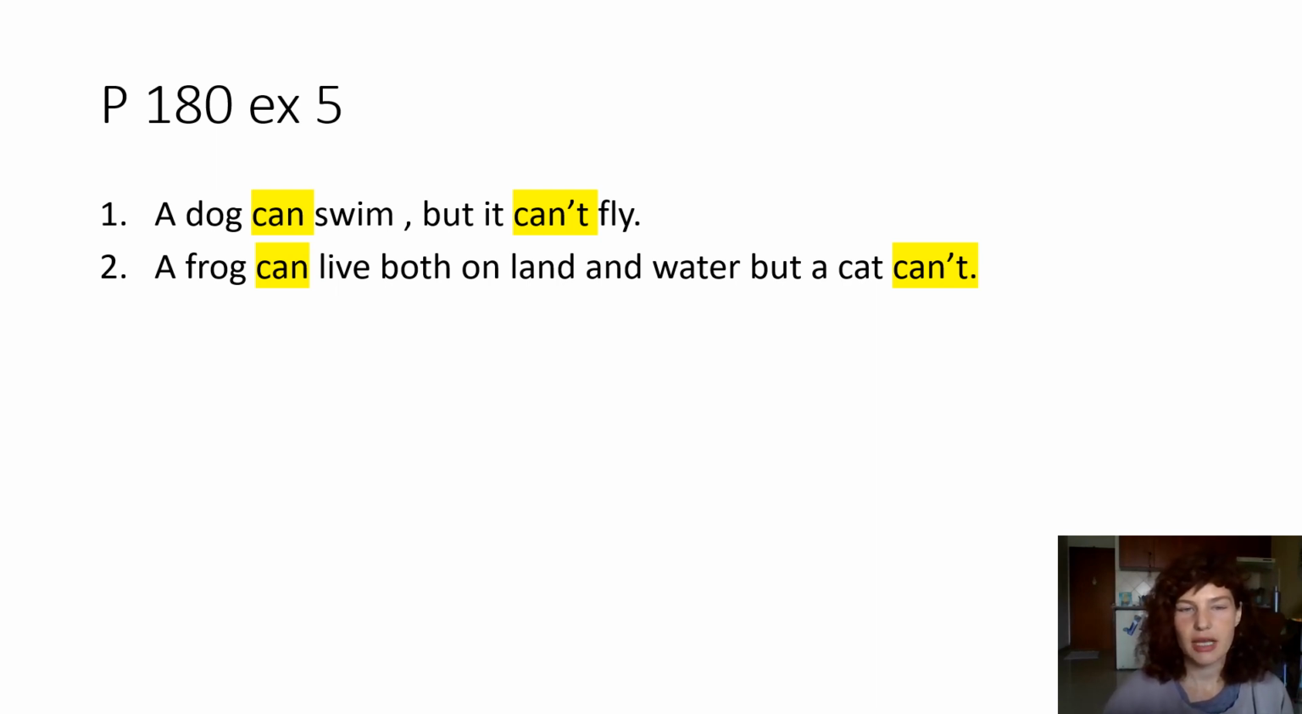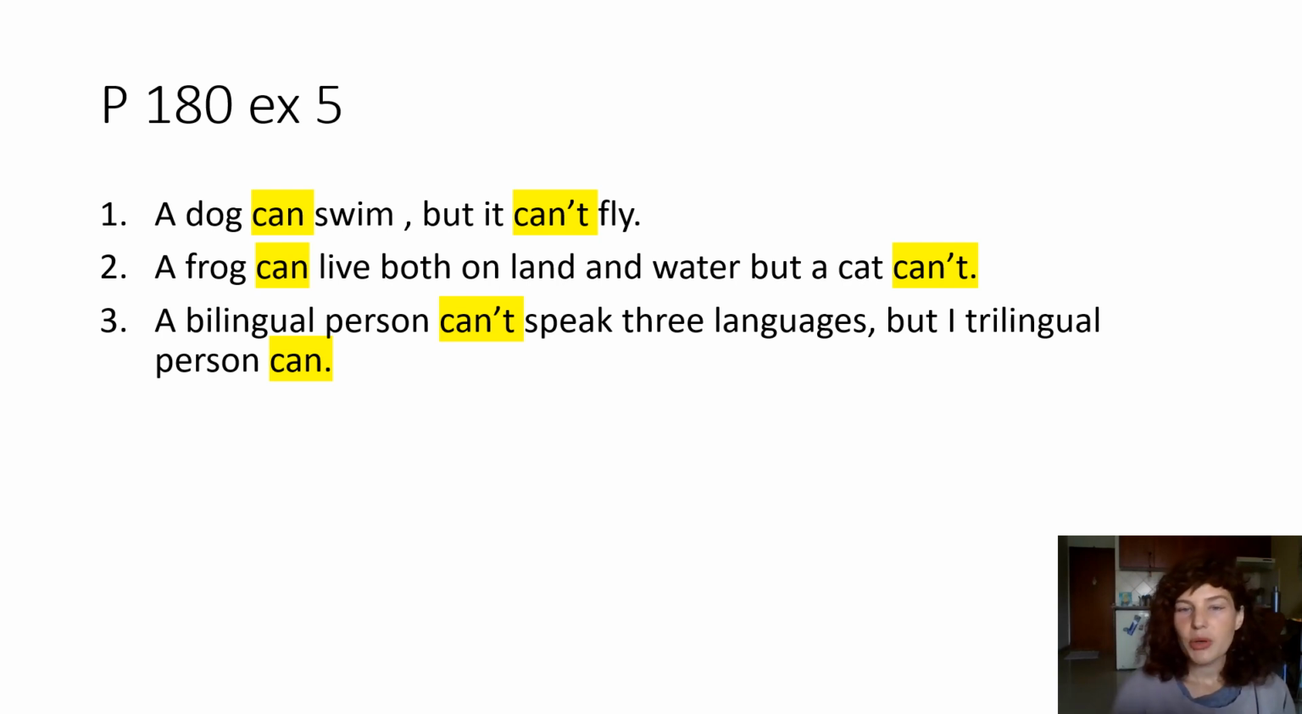Parallel structure here, right? Notice. So I'm just going to use the modal verb, or the first helping verb I see. Okay? I don't have to say the whole verb again. You could if you want, but it's not necessary. Okay, a bilingual person can't speak 3 languages, right? Bilingual means 2, right? 2 languages. But a trilingual person can.